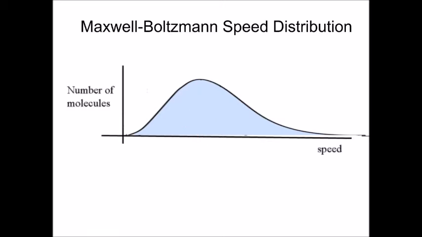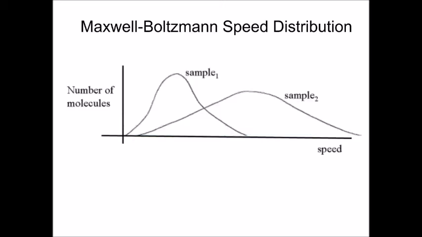Again, this is the speed distribution for a sample of gas. Not all particles are moving at the same rate, and consider two samples of gas. Here we'll say it's the same type of gas, but one sample is hotter and the other sample is cooler. Notice here that the hotter gas has overall a greater speed, and this is a speed graph.